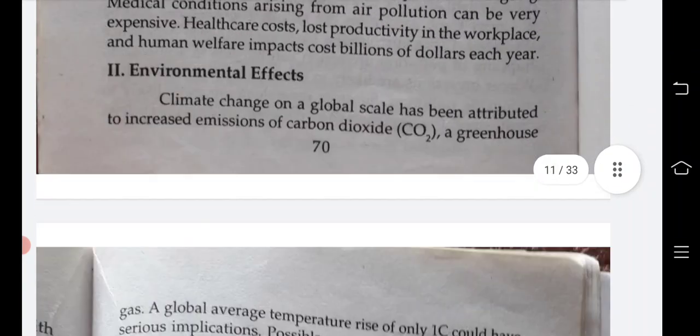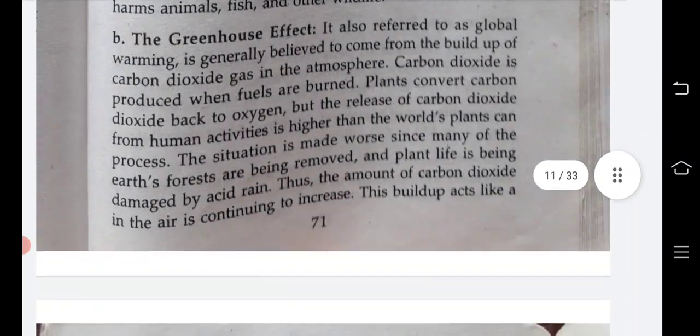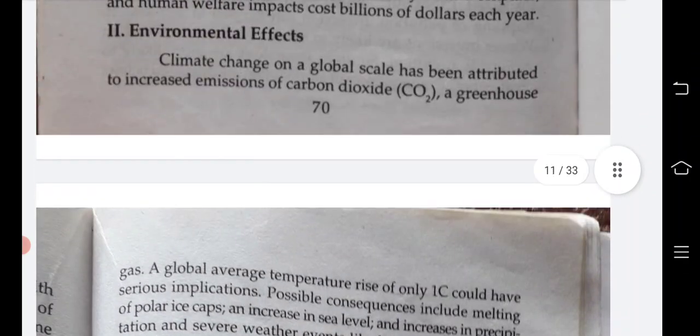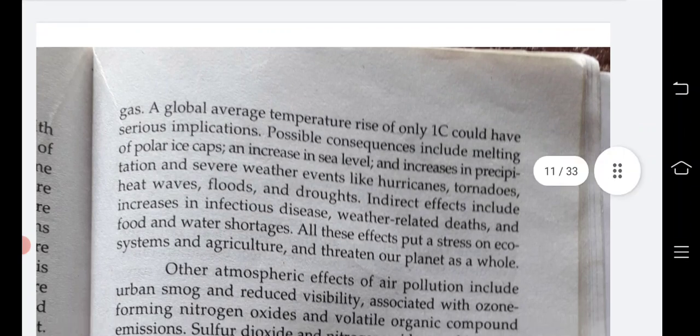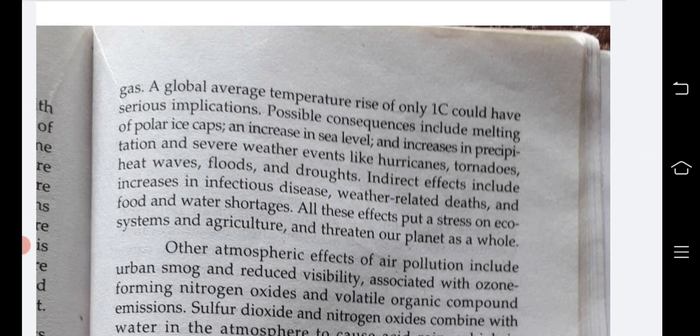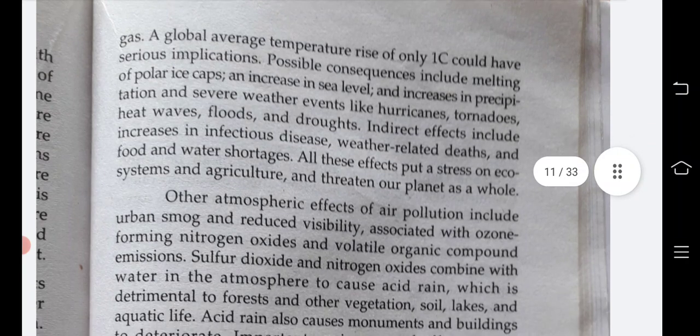Second, environmental effect. Now, what are the environmental effects? Climate change on a global scale has been attributed to increased emissions of carbon dioxide, a greenhouse gas. A global average temperature rise of only 1 degree Celsius could have serious implications. Possible consequences include melting of polar ice caps, increase in sea level, increase in precipitation, severe weather events like hurricanes, tornadoes, heat waves, floods, droughts. All these are environmental changes.